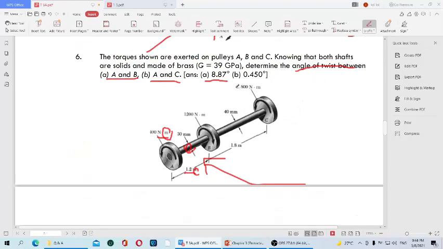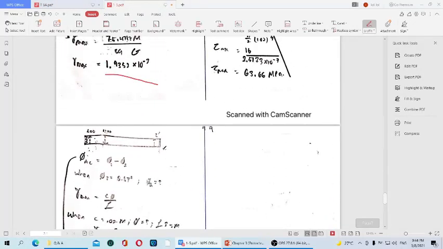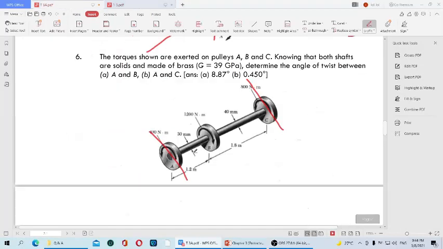So for part B, we need to make an analysis from here to there. So you make a cross-section from point A to point C. Now we will have 400 Newton meter and 1.2 kilo Newton meter. So if you cut from A to point C, then you need to include the 400 Newton meter torque with the 1.2 kilo Newton meter.